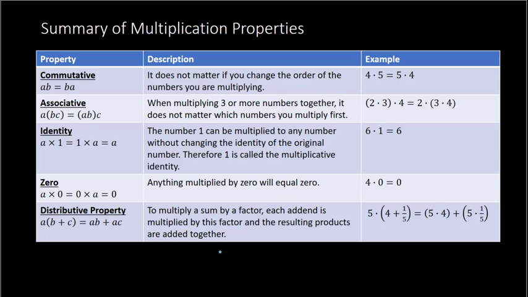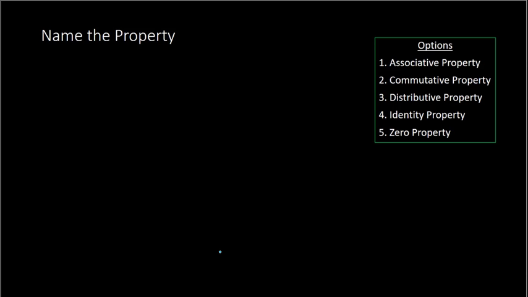Now to finish off, we're going to give you some examples where you can get a little practice with identifying which property is which. All right, so try to answer these before I give you the answer. Here are your options. Okay, so using these as our options, our first example, we have 8 plus 6 plus 5 equals 6 plus 8 plus 5.